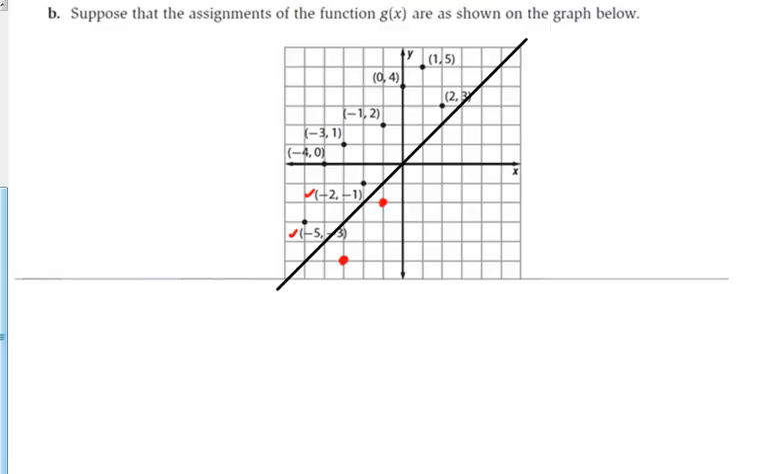So I've done this one, I've done that one. Negative 4, 0, switch the x and the y. 0, negative 4. Negative 3, positive 1, switch x and y. Positive 1, negative 3. Negative 1, positive 2, switch x and y. Positive 2, negative 1. Zero, 4, switch x and y, 4, 0. 1, 5, switch x and y, 5, 1. And the last point, 2, 3, switch x and y, 3, 2. Okay, so that's what the inverse looks like.